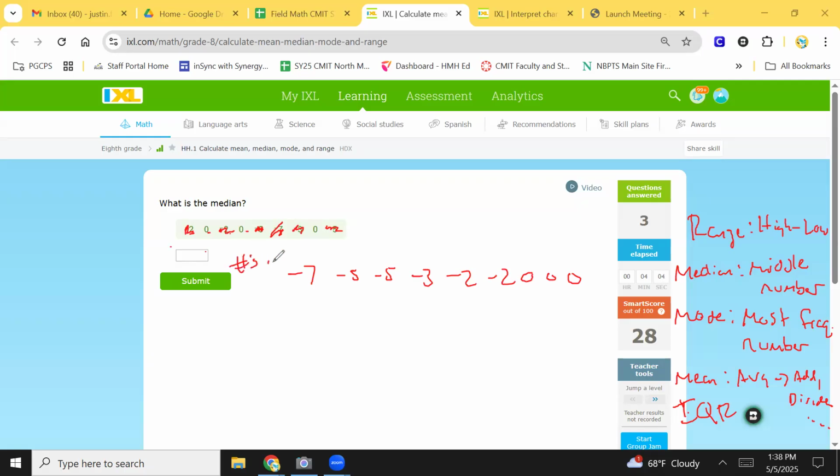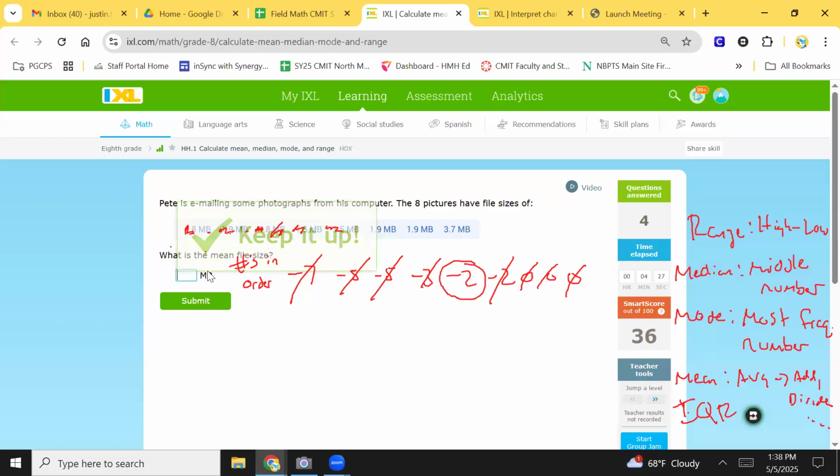Numbers in order. Now I'm going to cross off until I get to the middle. And if I have 2 in the middle, I add them together and divide by 2. But here I only have 1 in the middle and it is -2. So that is my median. Keep it up. Let's go. All right. So I just did the range, the median, I did them all. All right, so that's that one.